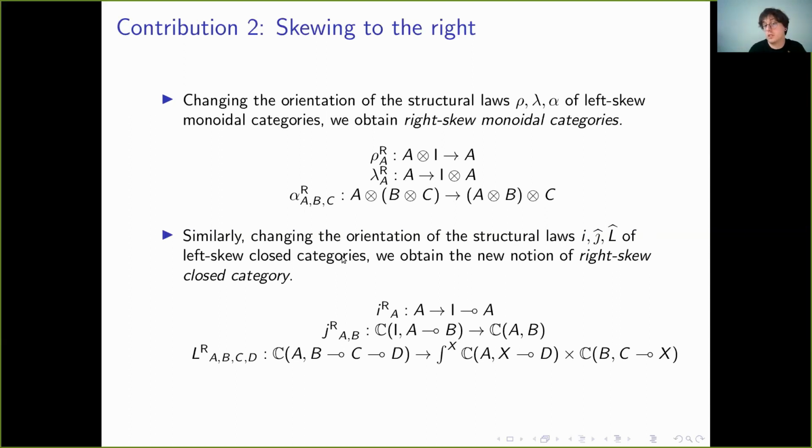So we just swap all the structural laws. We start with the definition taking I, J hat, and L hat, and just swap the orientation of those, and one will end up with a new notion of right-skew closed category, which has these as primitive structural laws, satisfying now also some 5 equations.